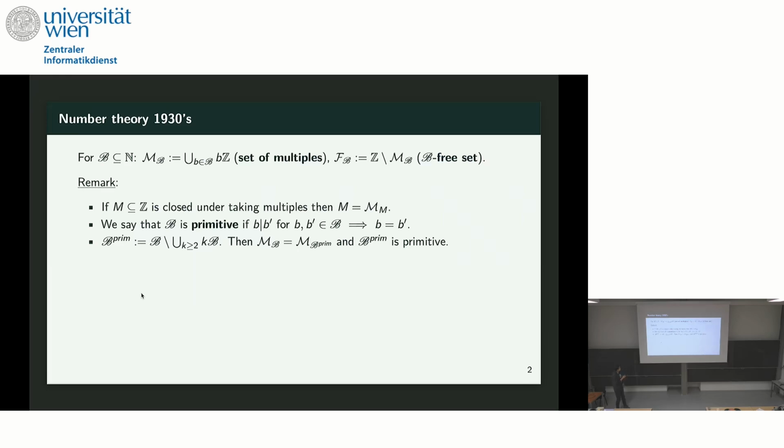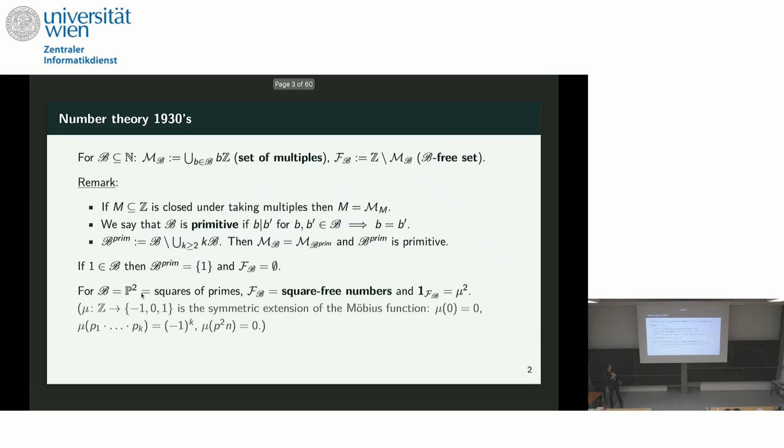And for a good start, let us make a few simple remarks. If a set of integers is closed under taking multiples, then it is its own set of multiples. The second thing I want to say is that B is called primitive if there are no redundant elements in this set. If you have 2 and 4 in your set, 4 is redundant after you build the set of multiples. So you get rid of 4 and you get something nicer that gives you the same set of multiples. Now a few examples.